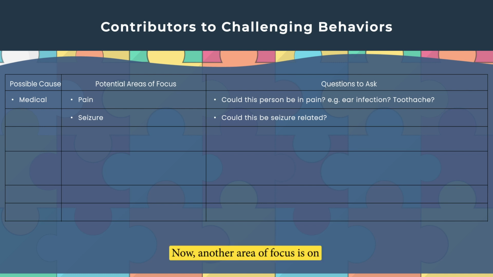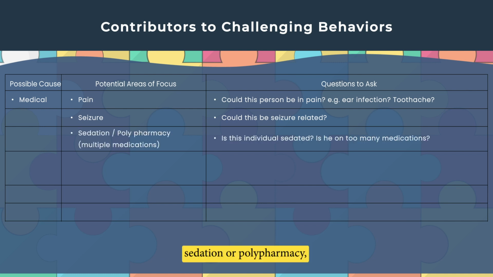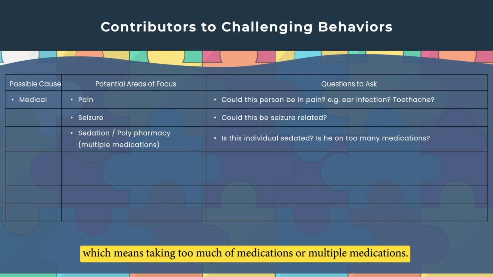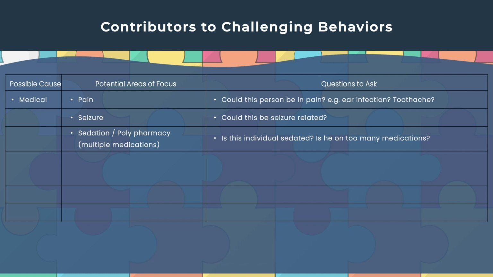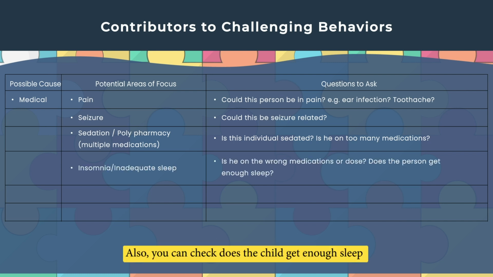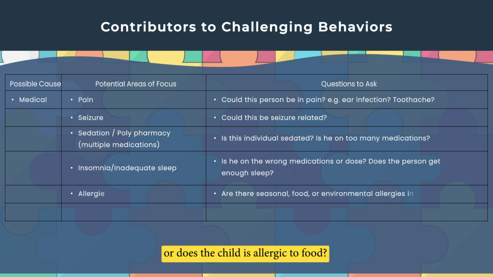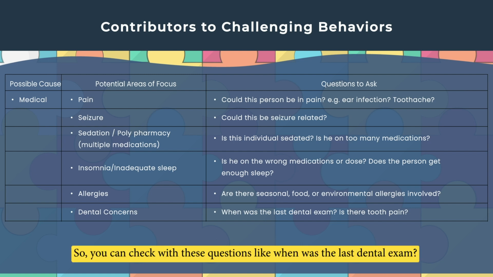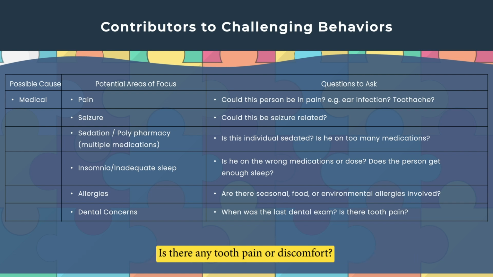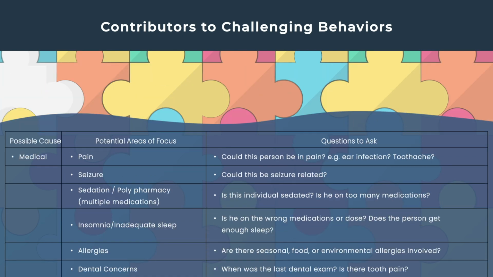Now, another area of focus is on sedation or polypharmacy, which means taking too much medication or multiple medications. If the child seems excessively drowsy or lethargic, it is worth asking if they are sedated or taking too many medications. Also, you can check whether the child gets enough sleep, or whether the child is allergic to food. Dental concerns like tooth pain or dental issues can also cause irritability. So you can ask questions like, when was the last dental exam, is there any tooth pain or discomfort? All these things can pinpoint the issue and lead to effective interventions.